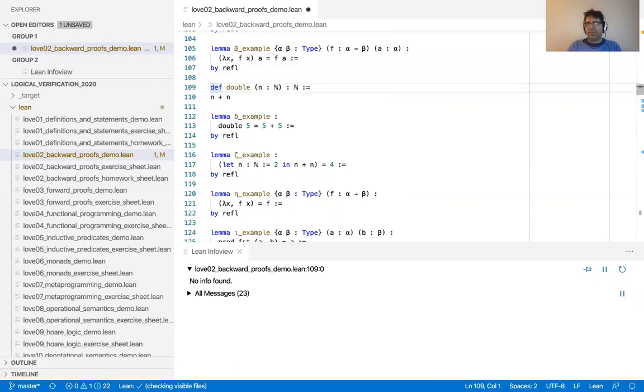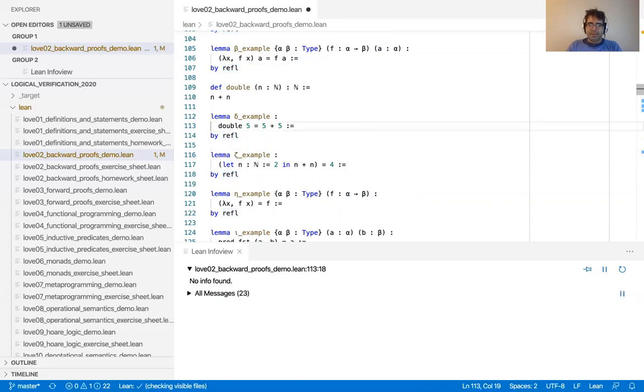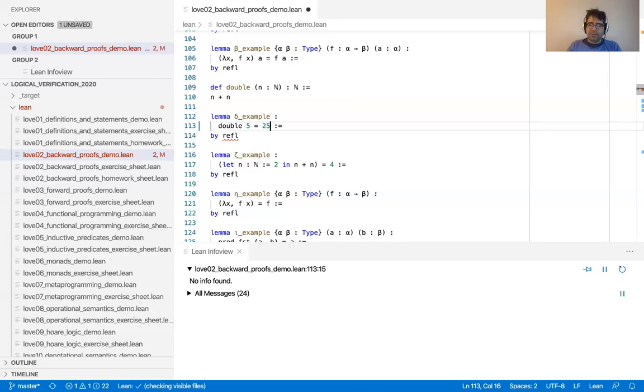Then here we've defined a function double, and REFL will even unfold the definition of double to realize that the double of 5 is the same as 5 plus 5. So how about that? I think it will also unfold the definition of plus, and we can even go all the way to 25, but I'm not sure. And you see, it doesn't work.